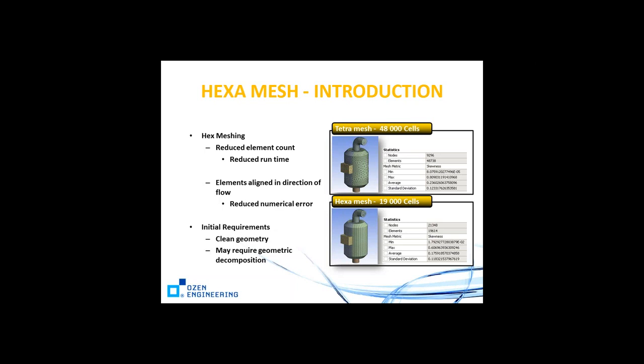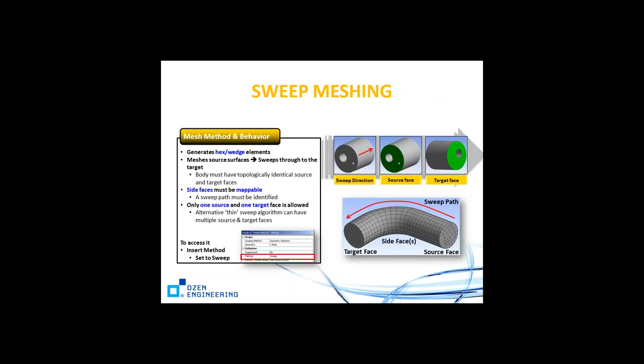Then, of course, hex meshing. Hex meshing will end up in reduced element count. And if you're doing CFD problems, where elements align in the direction of flow, you may want to use hex meshing there. So hex meshing will require extra time. You need to clean the geometry, and you may have to decompose, meaning that you need to slice the geometry such that when you mesh it, it will automatically give you a nice hex mesh. So it will require some pre-processing time.